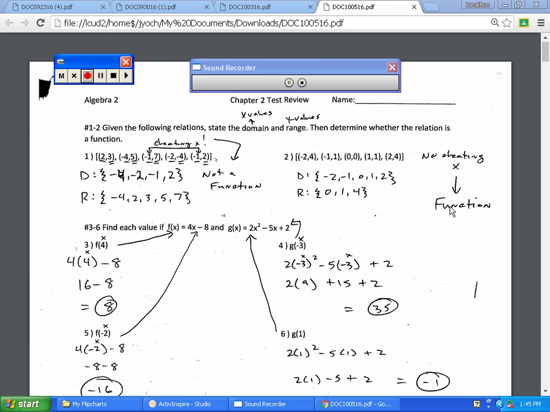You list all the unique values. So if you see -1 twice, you just write it once. If you see 4 and 1 twice, for the range on number 2, you just write it once each.